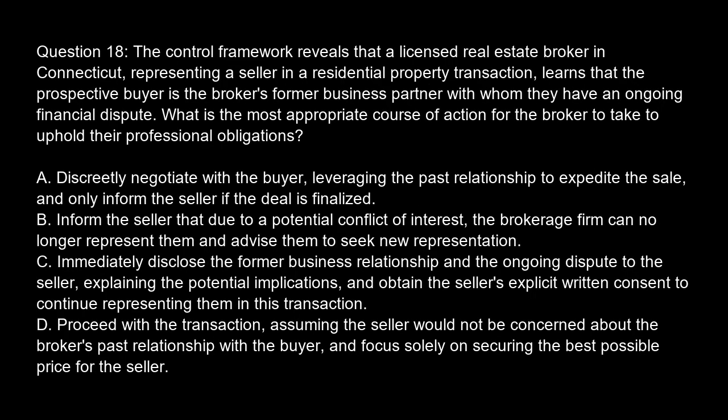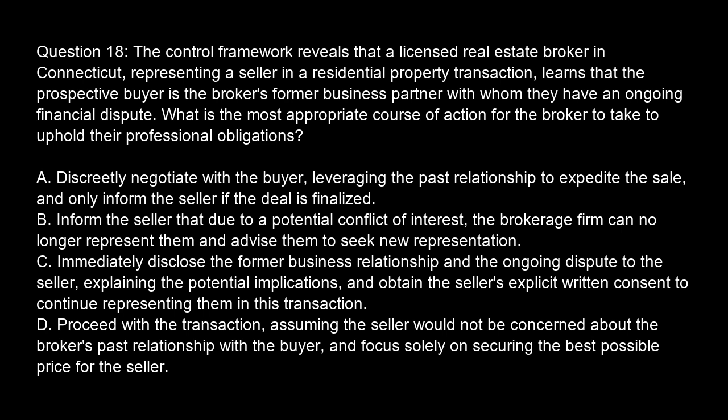Question 18. The control framework reveals that a licensed real estate broker in Connecticut, representing a seller in a residential property transaction, learns that the prospective buyer is the broker's former business partner with whom they have an ongoing financial dispute. What is the most appropriate course of action for the broker to take to uphold their professional obligations? Option A. Discreetly negotiate with the buyer, leveraging the past relationship to expedite the sale, and only inform the seller if the deal is finalized.